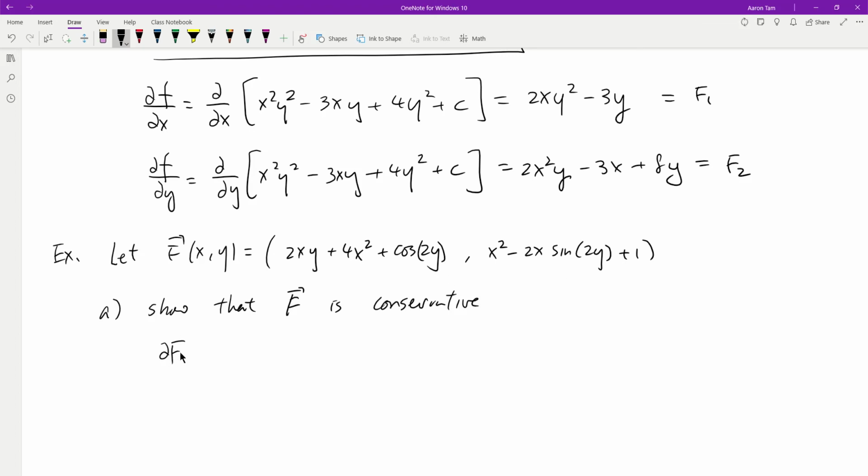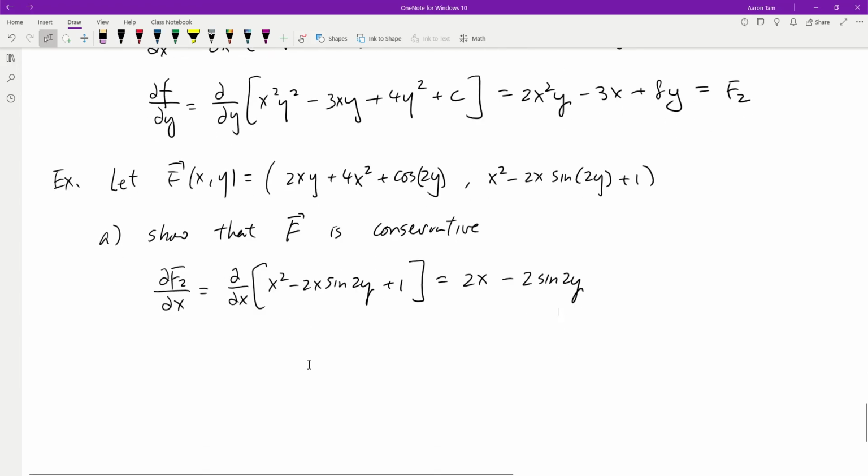So I'm going to do df2 over dx, which is d over dx of x squared minus 2x sine 2y plus 1. So the derivative of x squared would be 2x, minus the derivative of 2x sine 2y. 2 sine 2y is considered constant. The derivative of x is 1, so it just becomes minus 2 sine 2y. And the derivative of 1 is 0, so that goes away. All right, let's hope the other one comes out to be the same thing. Hopefully I didn't make a mistake when I wrote the problem.